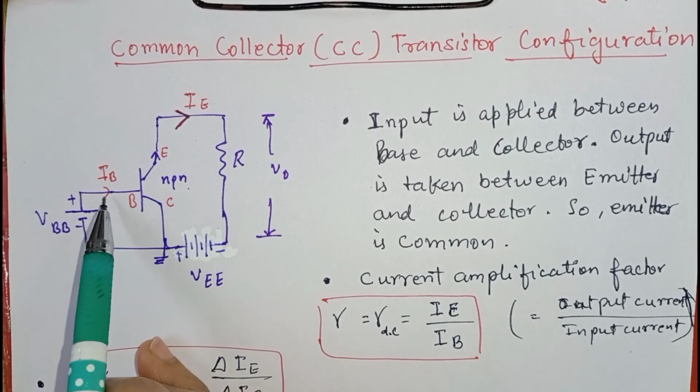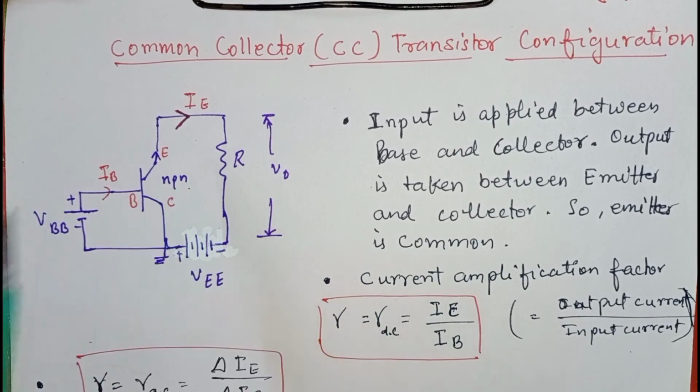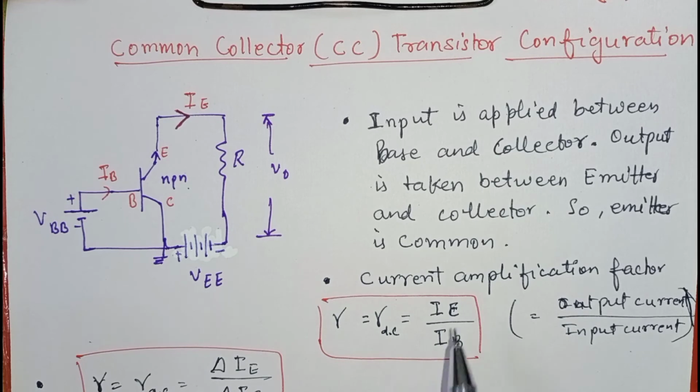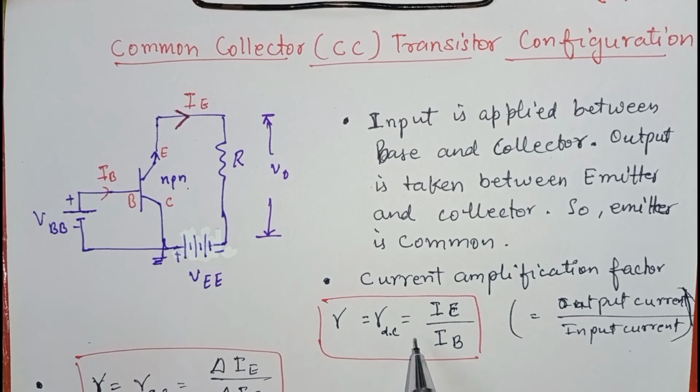In this case, input current is IB and output current is IE. So the current amplification factor is, this is DC, meaning when we are applying no signal at the input. This is only biasing the circuit. It is not a signal. So when we are applying no signal, this gamma, the current amplification factor of common collector, will be equal to IE upon IB, meaning output current upon input current.